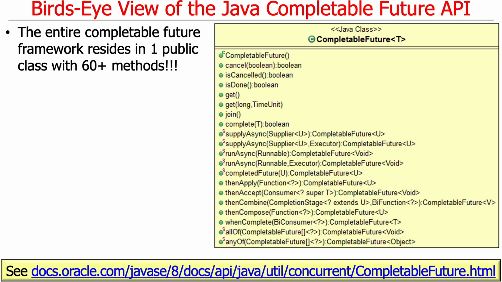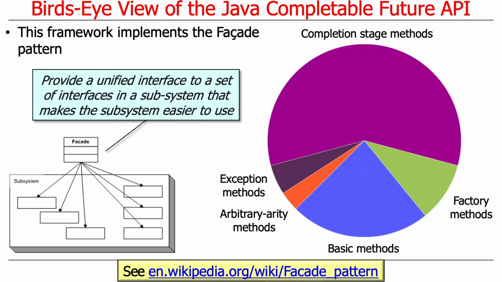So the entire CompletableFuture framework resides in one public class with over 60 methods. So it's pretty daunting. If you go look at the API for CompletableFuture, you'll be like, wow, there's a lot of stuff here. Oddly enough, it pales in comparison to the number of methods in the reactive streams APIs, which have hundreds of methods. So this is a good starting point to learn APIs that are vast.